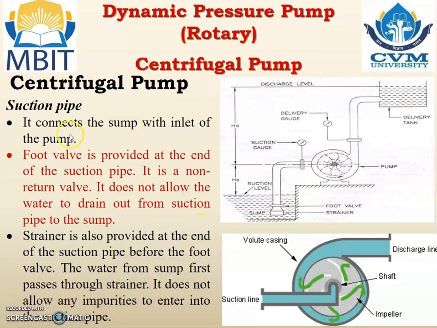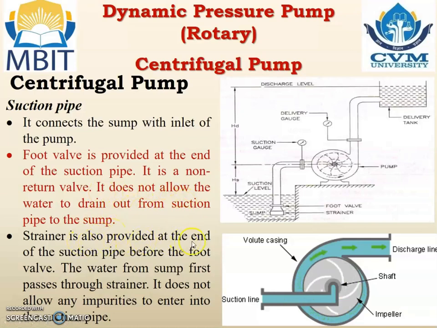Suction pipe. It connects the sump with the inlet of the pump. Footwall is provided at the end of the suction pipe. It is a non-return valve. It does not allow the water to drain out from the suction pipe to the sump.